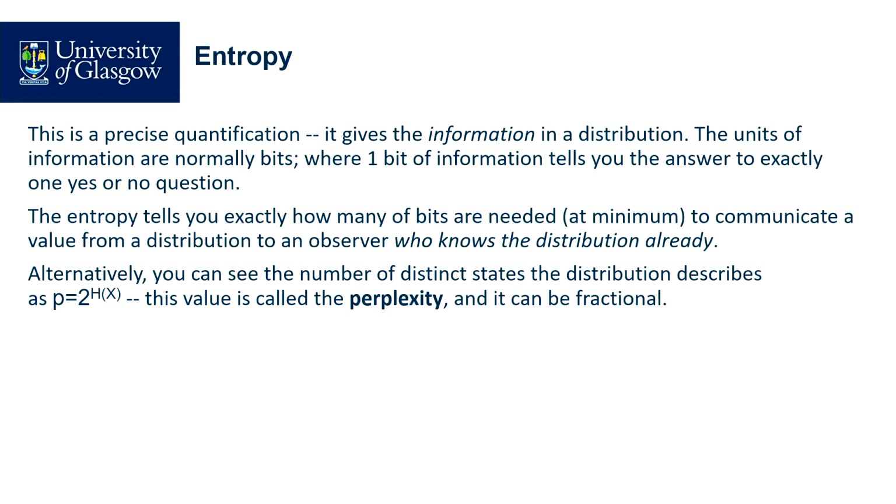So basically, entropy is a precise quantification. It gives the information that is embedded in a distribution. Now, the units of information normally, as computer scientists, you know, are bits, where one bit of information can answer exactly one yes or no question. More information needs more bits. So what the entropy does is tell you exactly how many bits are needed at minimum to communicate a value from the distribution to an observer who already knows the distribution.